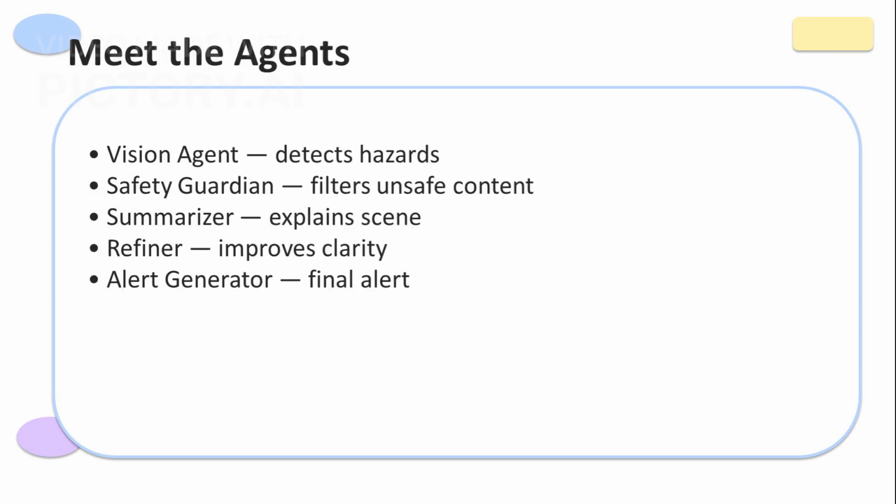Let's take a moment to meet the agents. The Vision Agent is basically the eyes of the system, spotting fire, smoke, crowds, or accidents. The Safety Guardian makes sure we're allowed to process the image. The Summarizer creates an easy explanation. The Refiner polishes that explanation so it sounds clear and accurate. And the Alert Generator formats it all neatly so it's ready for use. Each one plays a very specific role.